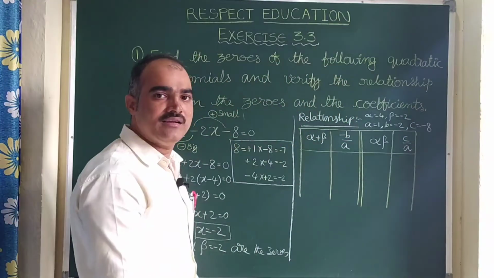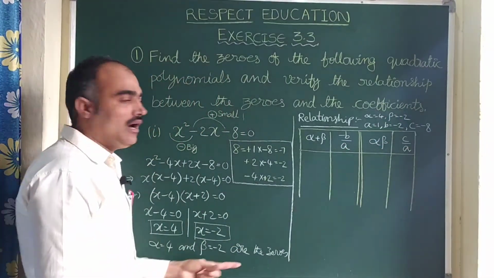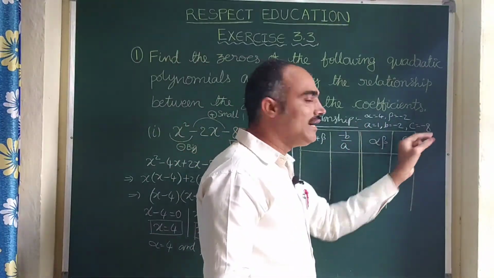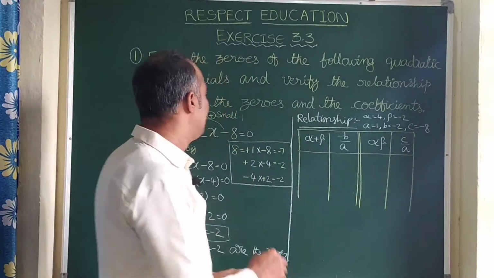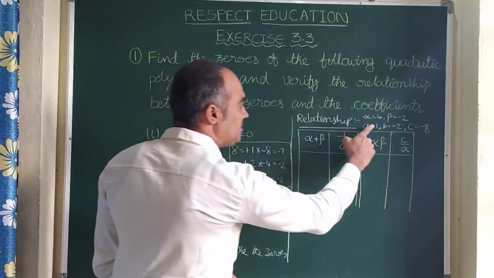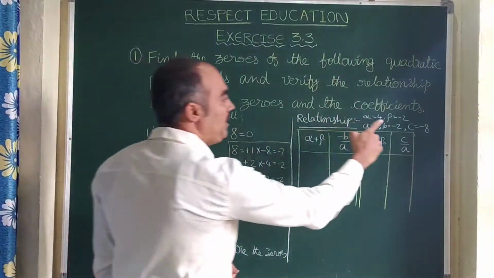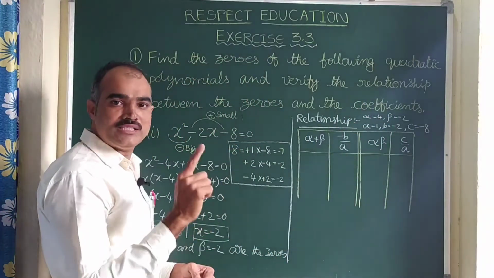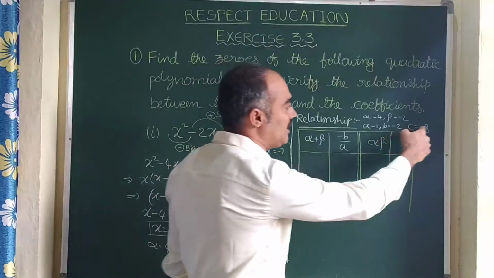Is it clear here? See, alpha and beta are the zeros that we get. How did we get these a, b and c? Those are nothing but the coefficients in the given polynomial. The x square coefficient is a, that is here 1, so a is 1. The x coefficient is b, here it is minus 2, so b is minus 2. The constant is c, here the constant is minus 8, so c is minus 8.